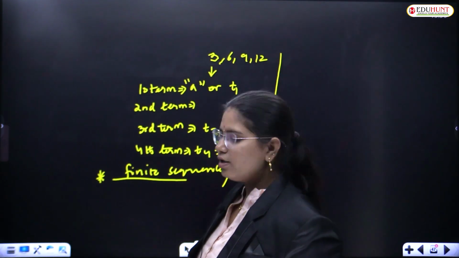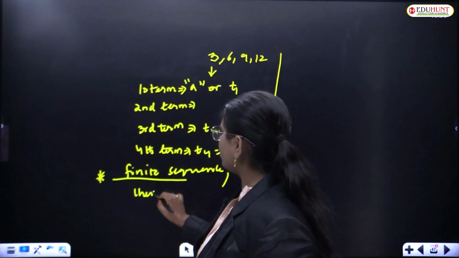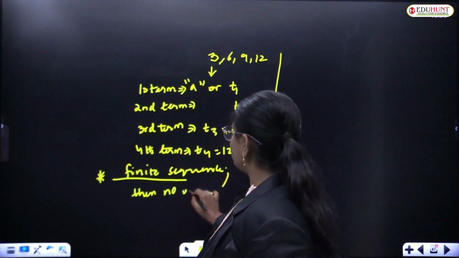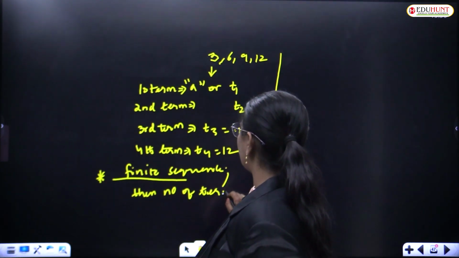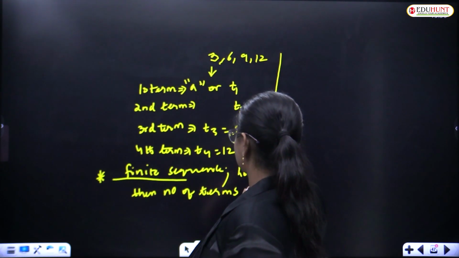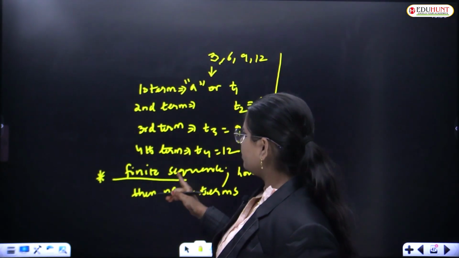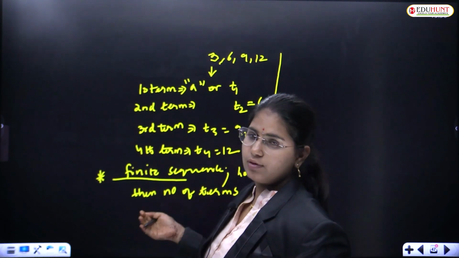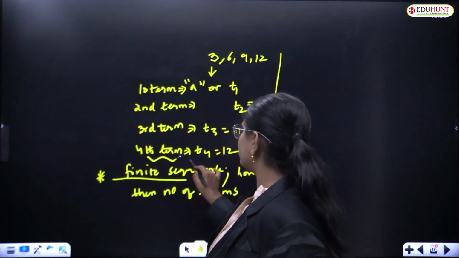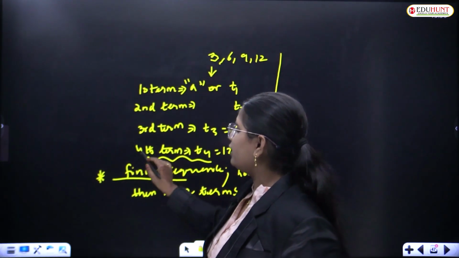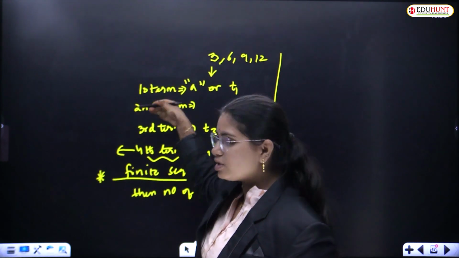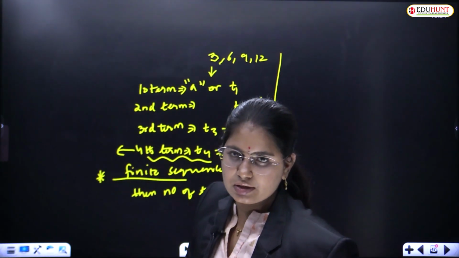can say the number of terms. I can say how many terms exist. How many terms exist, right? And what about if you have a last term? This is also represented as T4, and T4 is the last term of this particular sequence, correct?